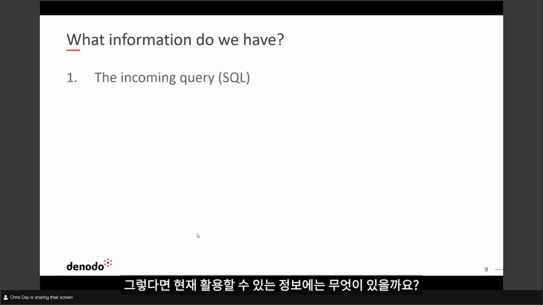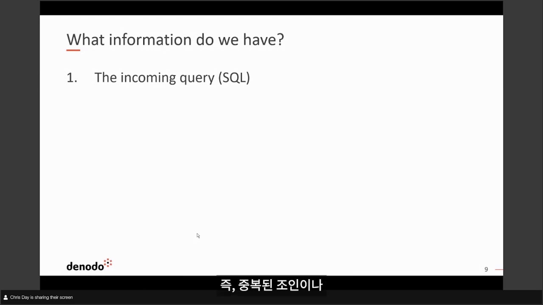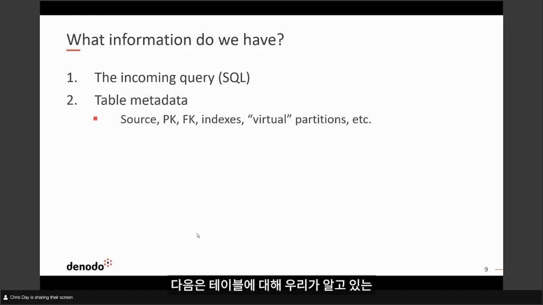So given the information we have, the first bit is the query itself. So we can take that query and rewrite it so that it is the most efficient. So removing redundant joins, taking out fields that have no effect on the result, etc., making it as efficient as possible. Then we consider all of the metadata that we know about the underlying tables.